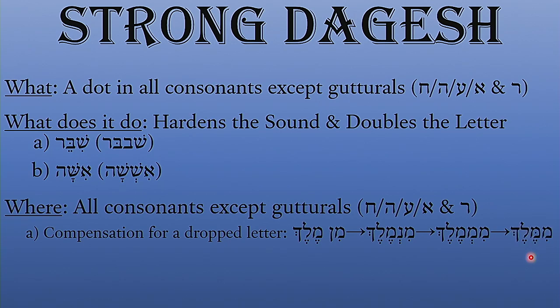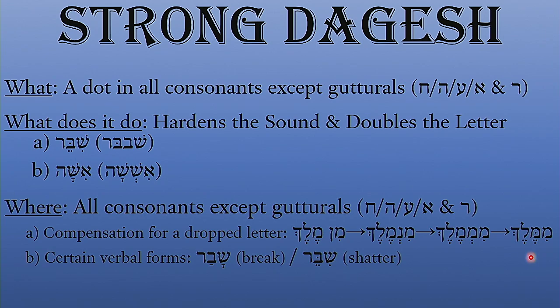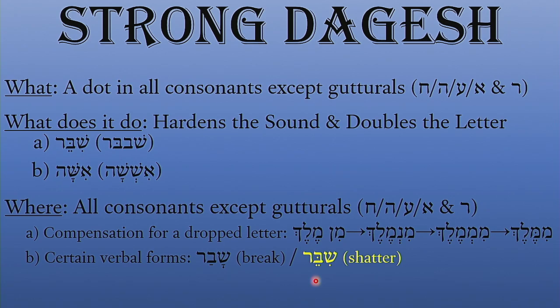There's another context in which this appears, and that's when I want to give a specific meaning to a word. So, if I want to say something broke, I'll say shavar, it broke. But if I want to say it shattered, it broke into many small pieces, I'm going to put a strong dagesh in the bet to make it more emphatic. And so I have here shavar, it broke, and then shiber, it shattered. Right? And so this dagesh in the bet is the strong dagesh letting us know that the meaning has changed.